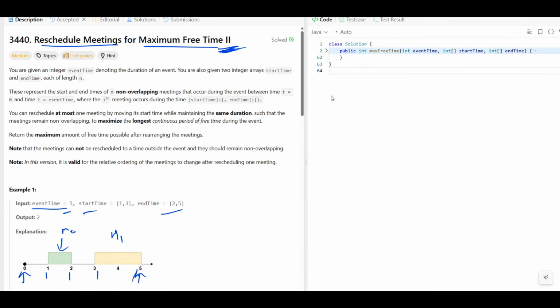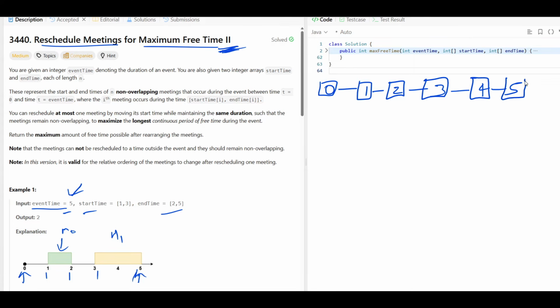So if we represent it, let's suppose I'll write 0, 1, 2, 3, 4 and 5. So this is the timeline we have been given, because the event time is 5. So we'll start from 0, and we have 0, 1, 2, 3, 4 and 5. So these are the timelines, right? Now we can see where the meetings are.